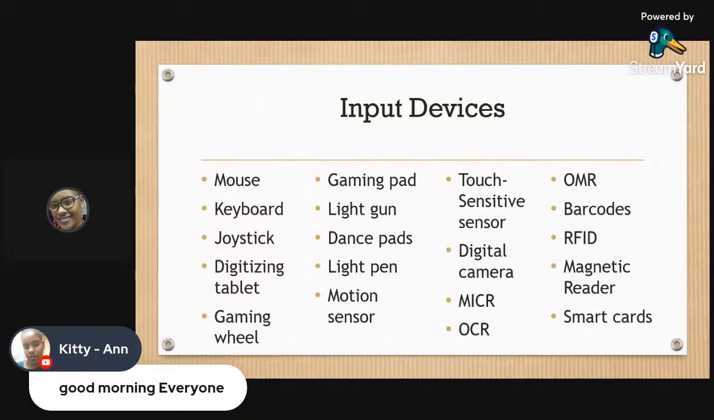Normally what we look at are the different types of scanners when we are thinking about direct data entry. So here we have a list of input devices. You can find pointing devices, which would be your mouse, your joystick, your light gun could be one as well. We have our gaming devices: game wheel, dance pads, gaming pads. You can also find different types of scanners: MICR, OCR, OMR, the barcodes, the RFIDs. So these are the general categories or the different types of input devices that you will find.